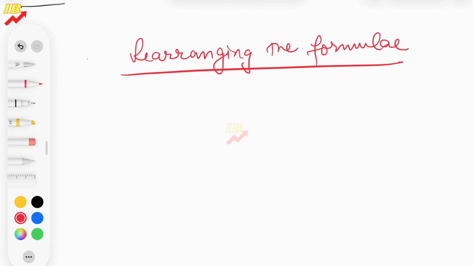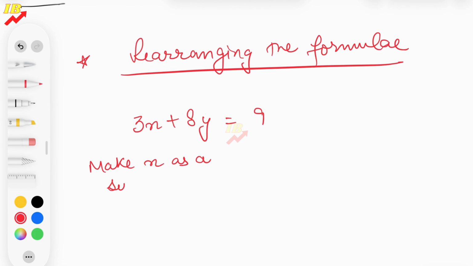So first concept is rearranging, right? So how do we rearrange and make something as a subject, right? Suppose, let's take a question. If I'm giving you 3x plus 8y equals to 9, okay? So firstly, I'll be taking two questions in consideration. So let's take one question where I'm saying make x as a subject, okay? And then at the same time, for the same equation, I'm saying make y as a subject.